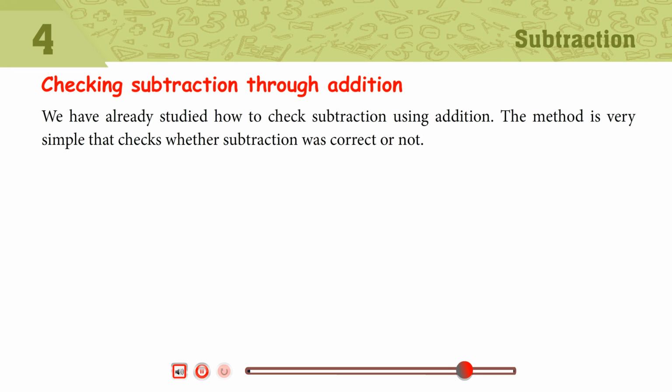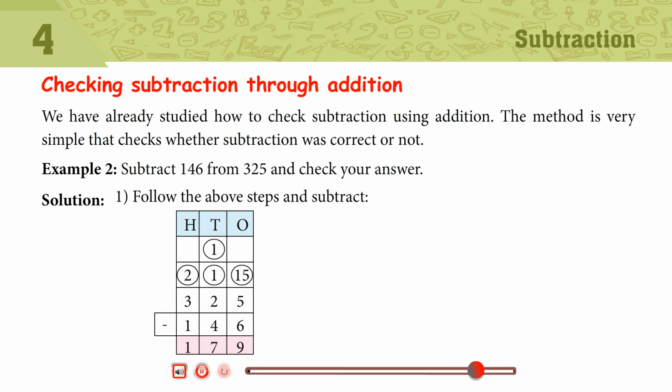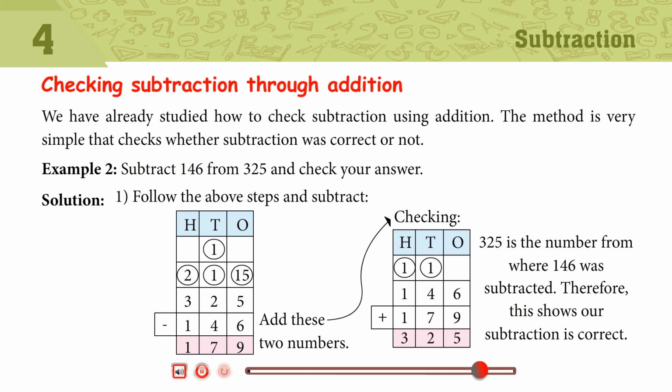Checking subtraction through addition. We have already studied how to check subtraction using addition. The method is very simple that checks whether subtraction was correct or not. Example 2. Subtract 146 from 325 and check your answer. Solution. Follow the above steps and subtract. Add these two numbers. Checking. 325 is the number from where 146 was subtracted. Therefore, this shows our subtraction is correct.